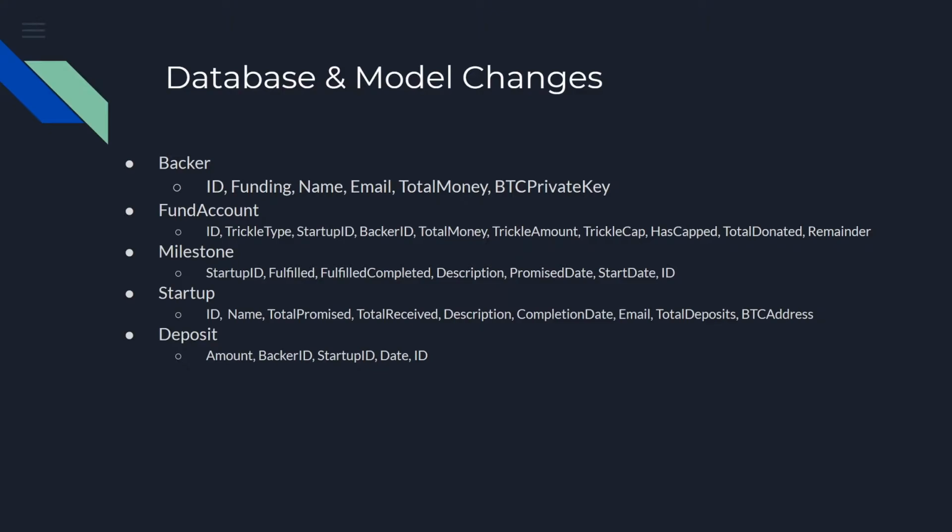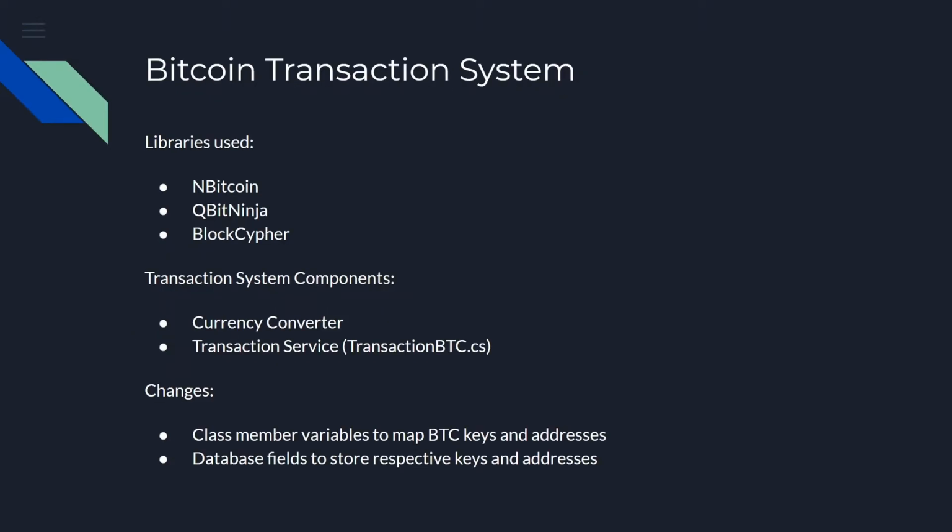So speaking of transactions, let's dive into the Bitcoin transaction system. We'll go through most of the code during the demo, but for now let's talk about some of the libraries and components we used. The NBitcoin library was used extensively to allow us to create variables for our Bitcoin network and Bitcoin secret, which is based off of our private key. We then used the library to generate a public key, and from there we generate a Bitcoin address.